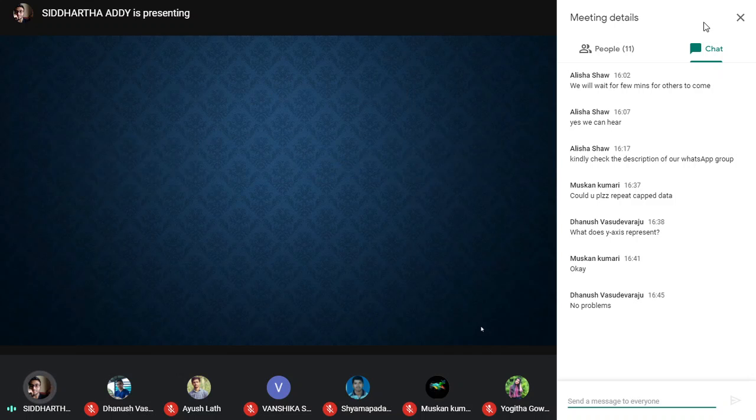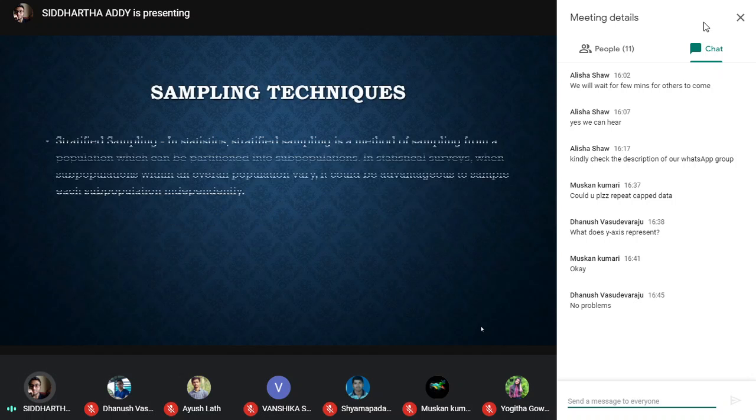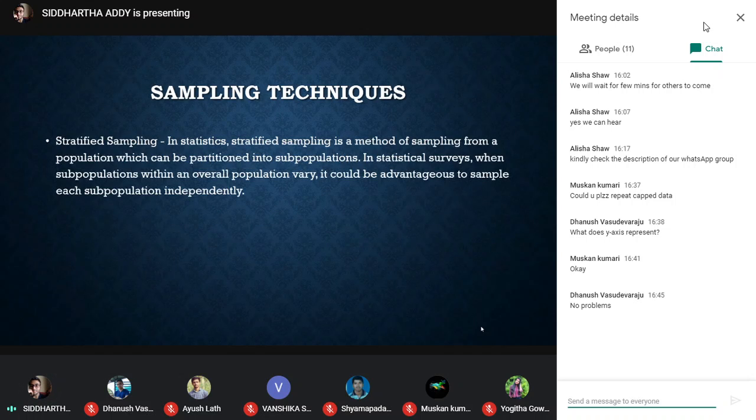It is not very complicated. It's just like, if you have 100 people to choose, and the male to female ratio is 52 to 48, you have to choose 52 males and 48 females. That is stratified sampling. If you are picking people by keeping the ratio in mind, that type of sampling is known as stratified sampling. That's all.